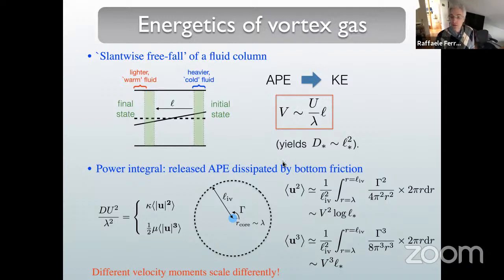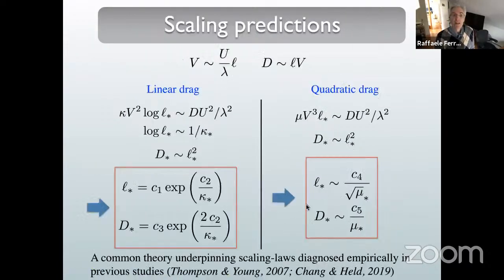Once we use these two relationships, these logarithmic corrections, we can get scaling, so let's jump directly to scaling for the diffusivity. I'm using the two scalings I've shown before, and the fact that the diffusivity is L times V, and I get that the diffusivity for a linear drag coefficient depends on the exponential of 1 over kappa star. That's a very strong dependence on this linear drag coefficient. If I use a quadratic drag, it now depends on 1 over mu star, which is this nonlinear drag coefficient. These scaling laws are actually not new. They have already been reported empirically from numerical simulations by Thompson and Young for the linear case and Chang and Held for the nonlinear case. Now we're providing an explanation for why that is the case.